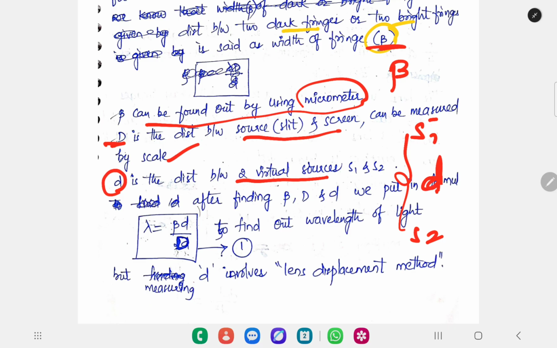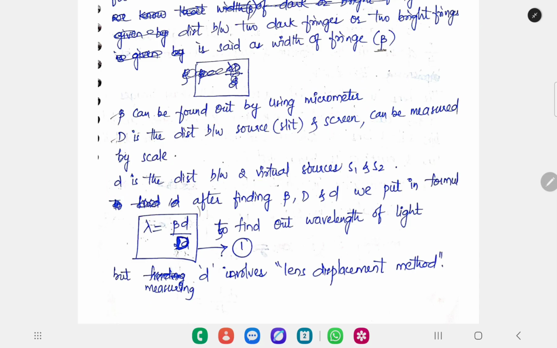It is not easy to find out small d. We cannot find the distance between the two sources with a scale, right? Because S1 and S2 are not actual sources. They are just virtual sources. Then how can we find it with a scale or anything? So we have to use another method here, which is known as the lens displacement method.